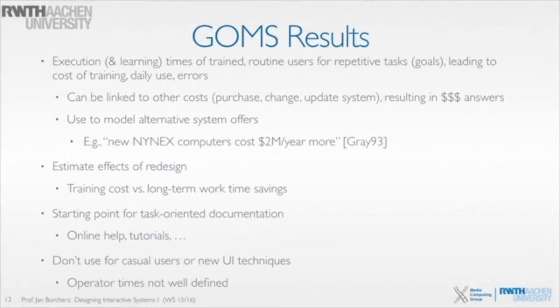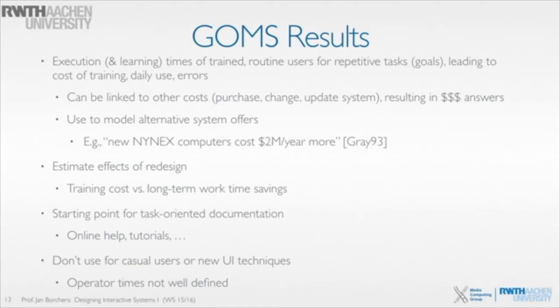You can use it to model alternatives. So for example, Ninex was a phone company that was offered a new system for its operators that had a great graphical user interface. This is back in the days. But they used a variant of GOMS that also took into account parallel activities to find that the new system would actually have cost more than the old system. $2 million a year in wasted time of their operators clicking around with the mouse when they were currently using a system that was much faster by doing keyboard operations.